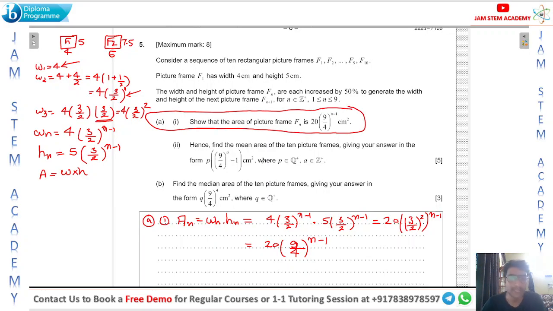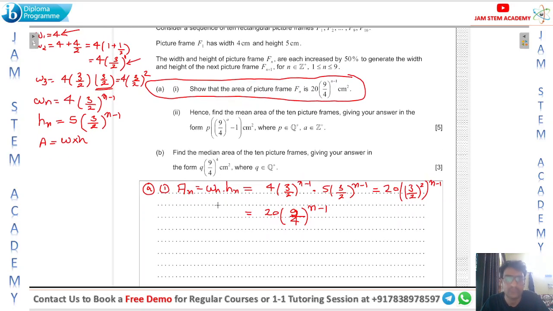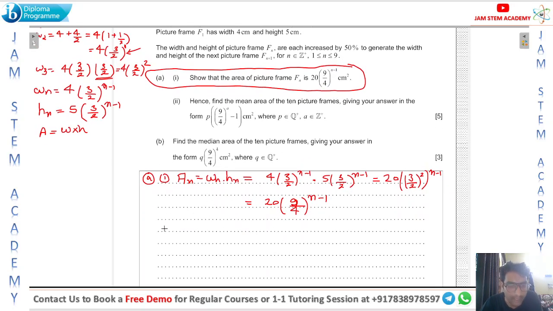We proved it. The second part says find the mean area of the 10 picture frames. Since GDC is not allowed for this one, we have to calculate it manually. Let's find the sum of areas first.